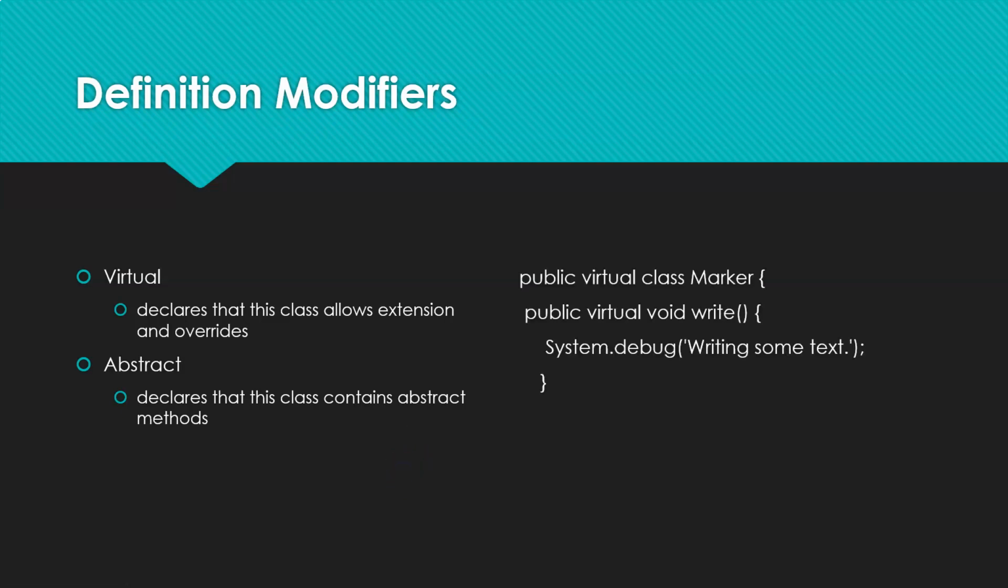Here's an example of the syntax. Public virtual class marker. I have my virtual class with the definition modifier as virtual, and within this class, I have a method that I've implemented called public virtual void write, and that method simply writes to the debug log, writing some text.